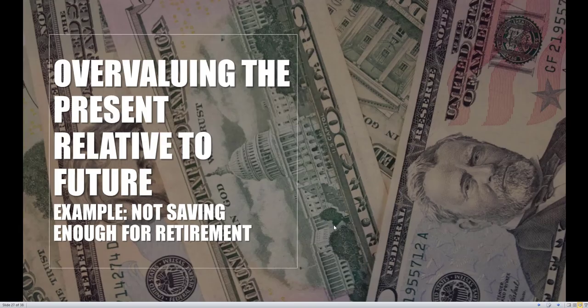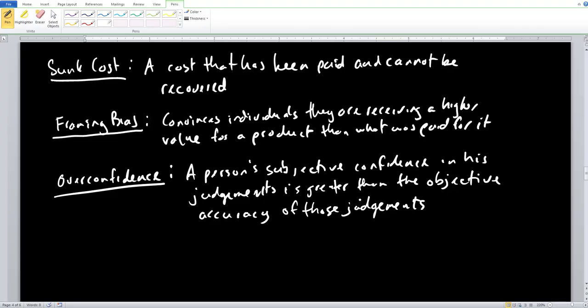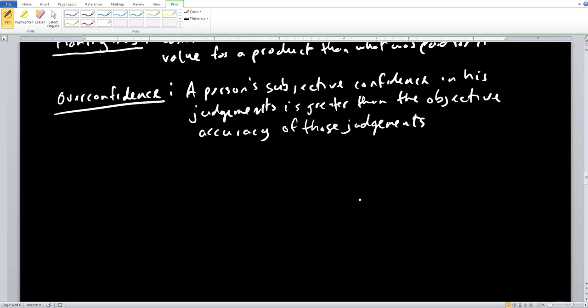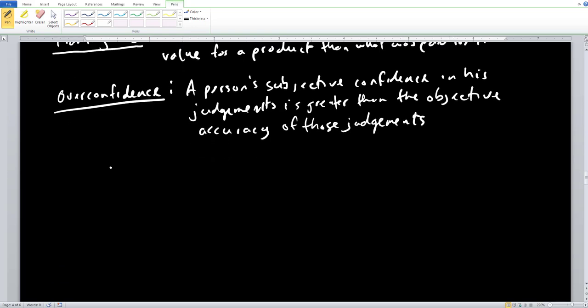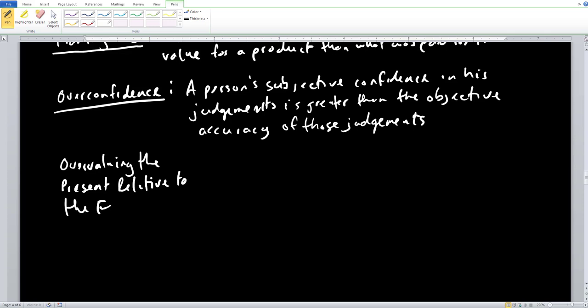Next factor we can take a look at is overvaluing the present relative to the future. Like the name implies, you just care a little bit more about the current time period rather than the future. And this can lead to a lot of irrational actions made today.